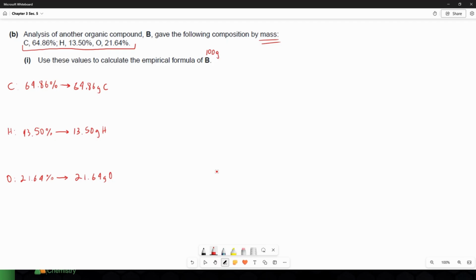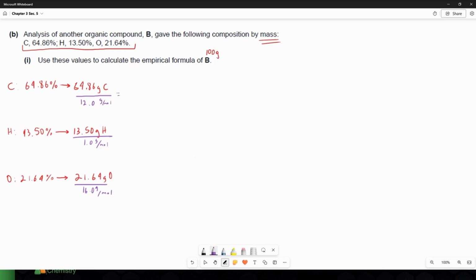So this is the first step, to get a working number, which is usually grams, sometimes moles, but usually grams. And now the second step is going to be to divide these by their molar masses so that we can get number of moles, because we want a mole ratio. So we want these to be converted to moles. Molar mass of carbon is 12.0 grams per mole. Molar mass of hydrogen is 1.0 grams per mole according to the Cambridge periodic table. And molar mass of oxygen is 16.0 grams per mole.